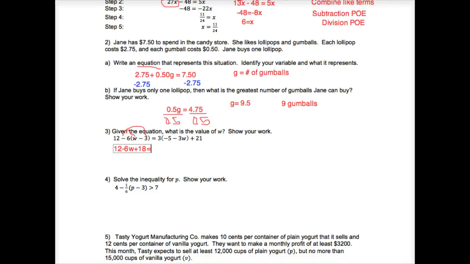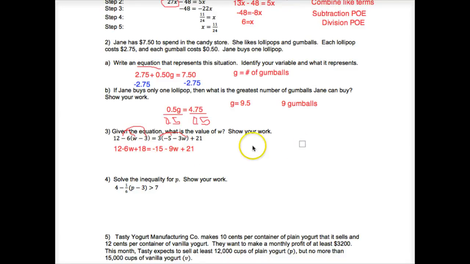Then I also need to distribute over here on the right side. I've got 3 that needs multiplied times both of these that are in parentheses. So 3 times -5 gives me -15. 3 times -3W gives me -9W. And then I still have my plus 21 that's on the end there.